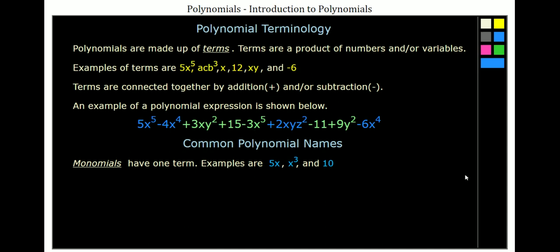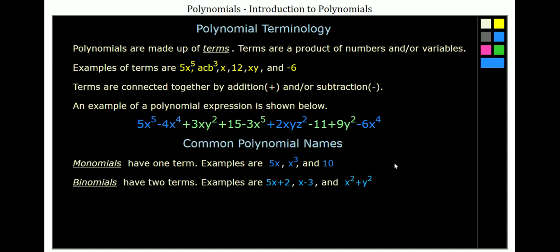Some of the simpler ones have some common names. Let's start off with the word monomial. Mono means one, so monomials have one term. Here are some examples: 5x, x cubed, and 10 are monomials. Binomials, bi means 2, so binomials have 2 terms. Here's one: 5x plus 2 is a binomial. x minus 3 is a binomial. And x squared plus y squared is a binomial, because it has 2 terms.